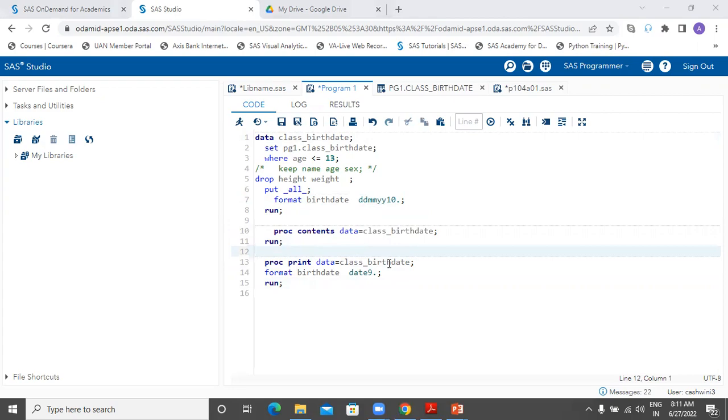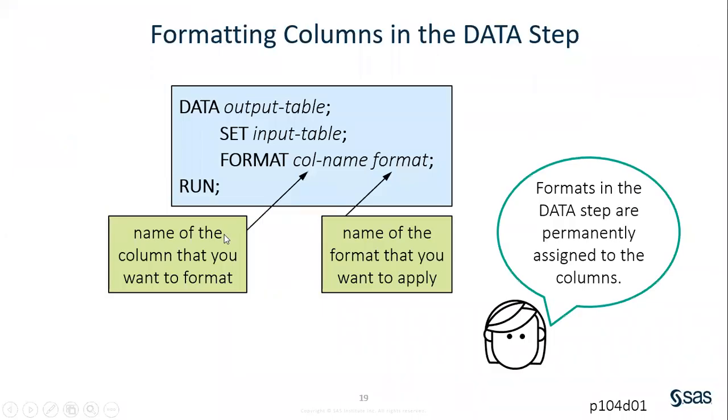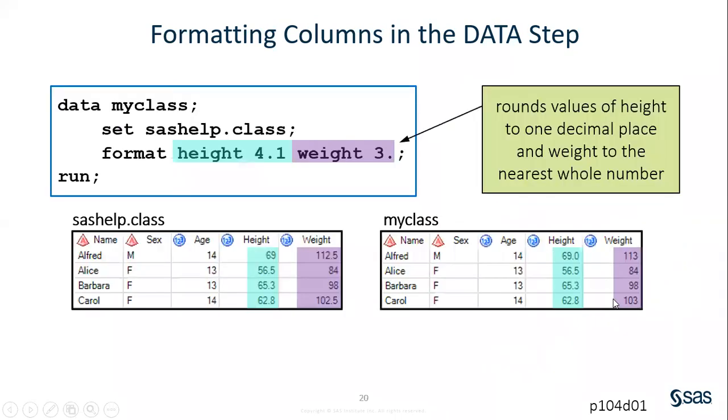Okay, so that's what the slides are. Format, you know how it is. A statement syntax: format is the statement which begins with this keyword, a column name and its format name. So formats in a data step are permanently assigned to the columns. See, in the data step, for height and weight, you are applying 4.1. So originally, these are the columns. When you apply this format for your new data, it appears like this.